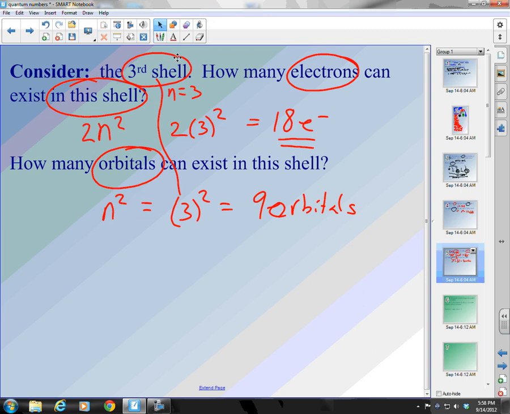Great. All right, I think this is a good place to stop. We've really covered everything we need to know about the principal quantum number. Next time you see me, we will talk about the angular momentum quantum number.